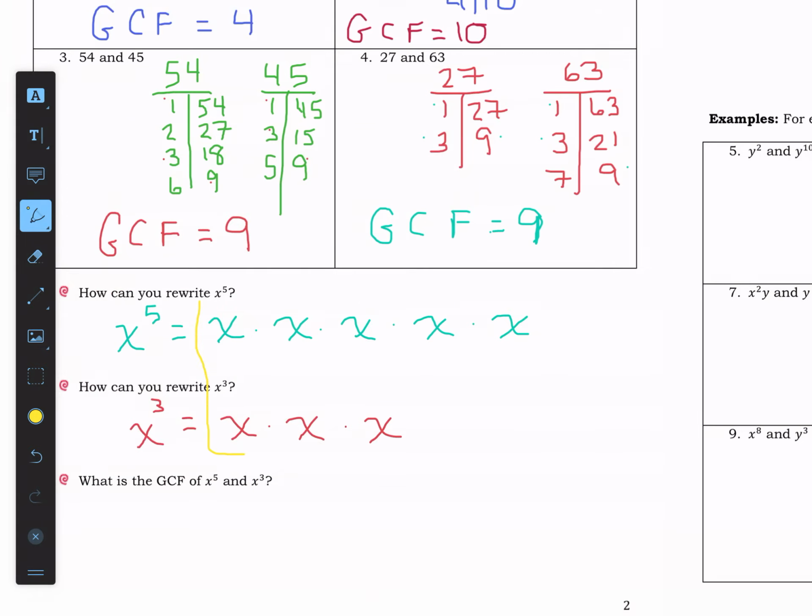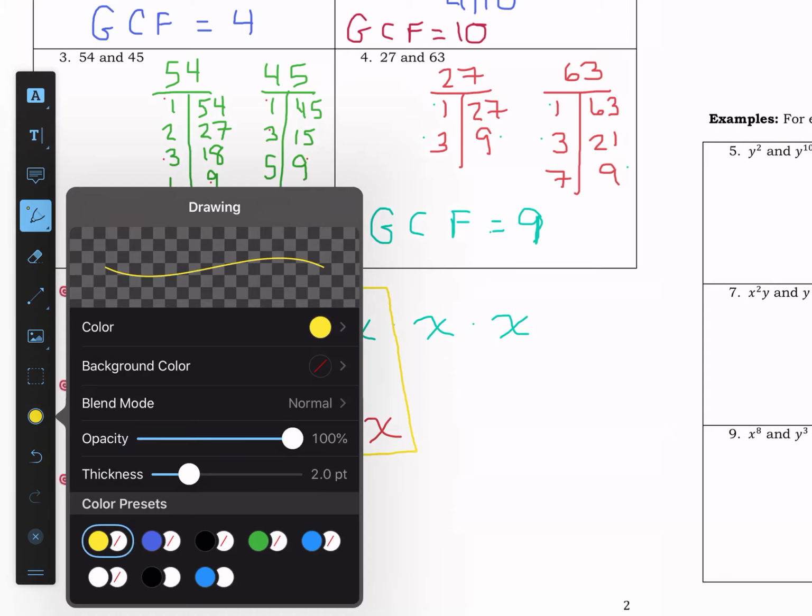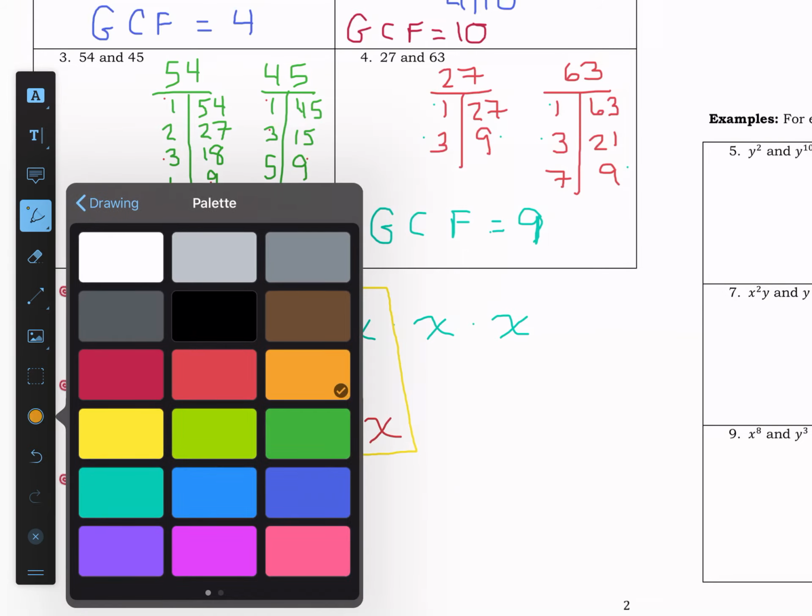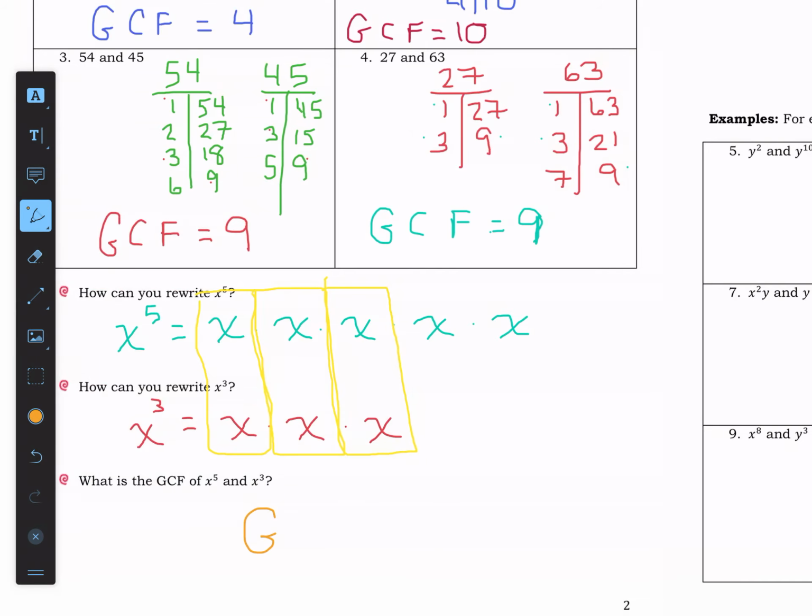So here's what we're going to do. We've got this pair of x's in common, this pair of x's in common, and this pair of x's in common. Okay? So we have 3 x's in common from both of our lists. So what that means is that our GCF is going to be x cubed.